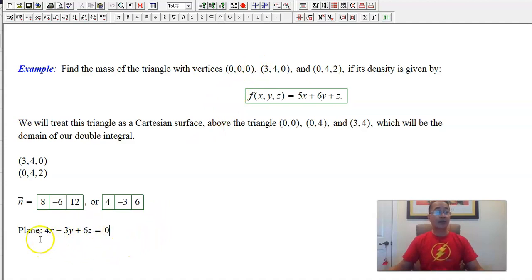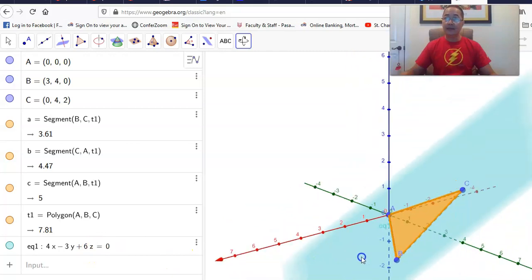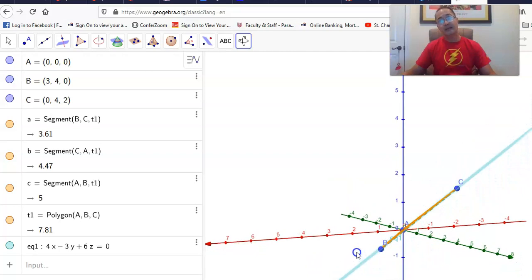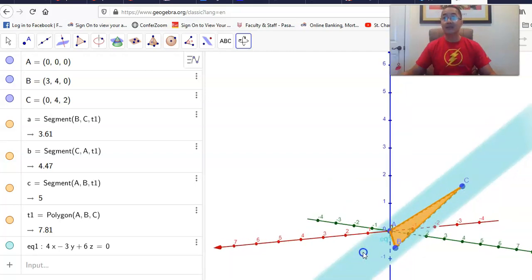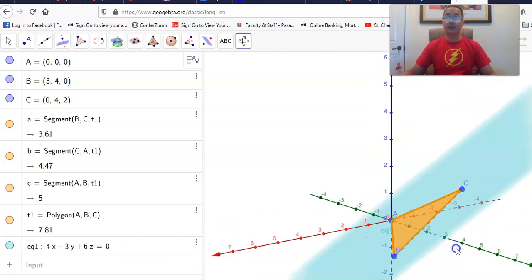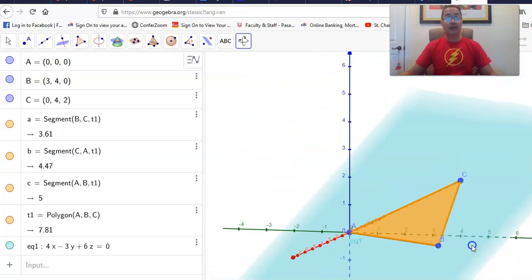Let's double check in GeoGebra that we have the correct equation. All right, here's our plane, 4x minus 3y plus 6z is 0. And are we correct? Yeah, it looks like I didn't make a mistake for a change. Excellent. Because we're treating this as a Cartesian surface and our domain is on the xy plane, we are going to solve for z to create our parametrization.